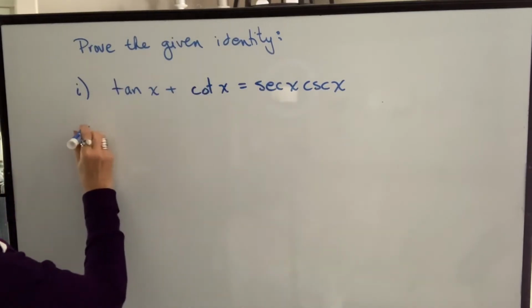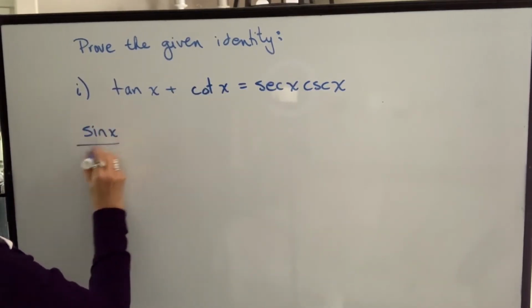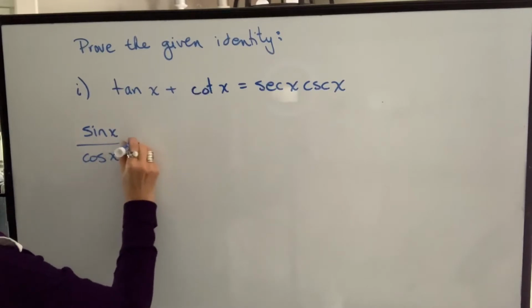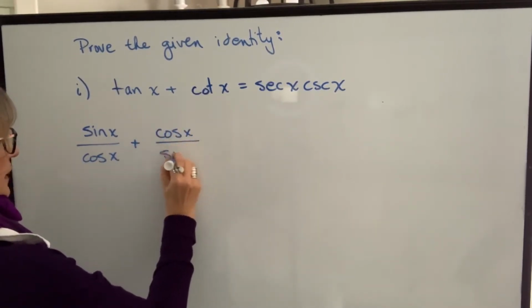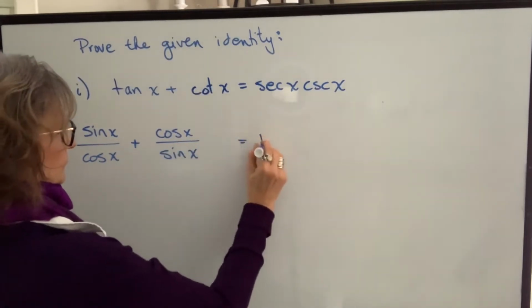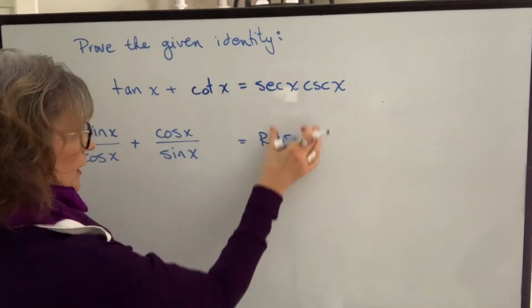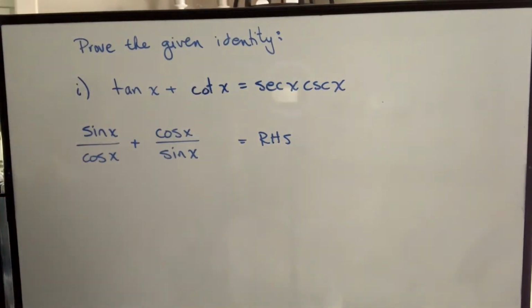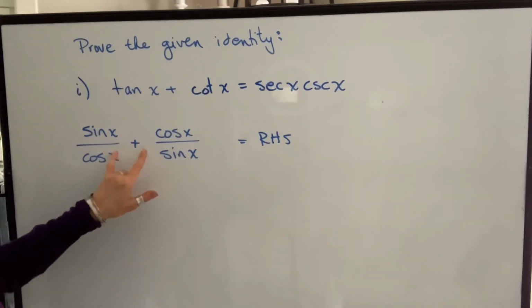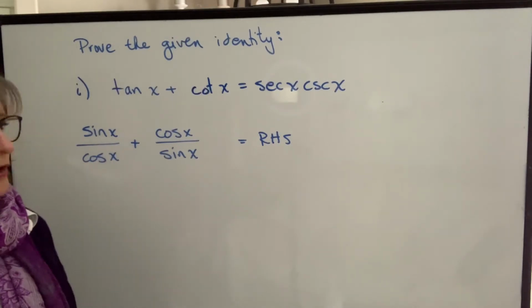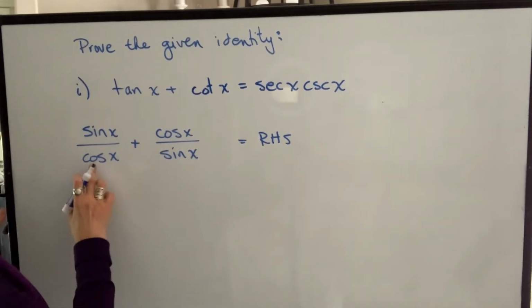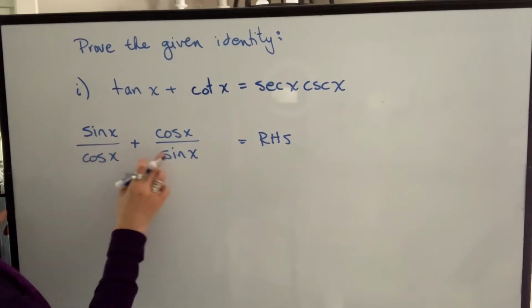Tangent of x is equal to sine of x over cos of x, and cotangent is equal to cosine of x over sine of x. Instead of rewriting this, I'm just going to put RHS for right-hand side. A little bit of a shortcut that I use. Now, in order to do anything with this, I'm adding fractions. I need a common denominator. So my common denominator will be cosine x times sine x.